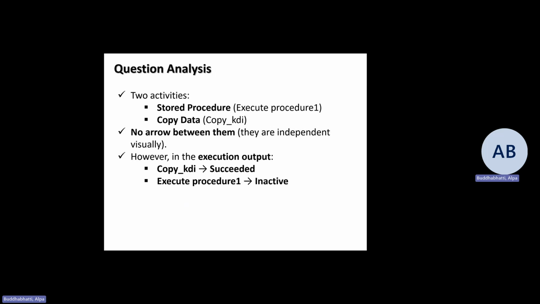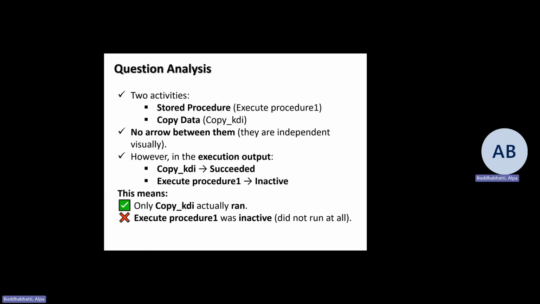That means they are independent, and we know already that there is no connection. So both activities can run in parallel, but because Execute stored procedure is deactivated, that's why only one activity will run, which is Copy KDI. So this will run successfully and this will be skipped. So this is the answer for that question.